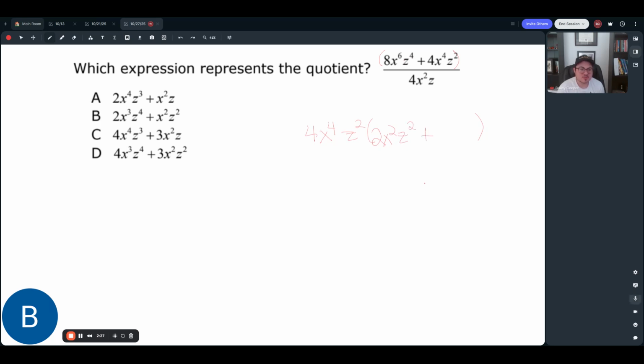For our second term, 4 divided by 4 is 1. x to the 4th divided by x to the 4th is 1. z squared divided by z squared is 1. At the end of the day, all that's left over there is 1. And then we have our denominator. We haven't done anything with that yet.